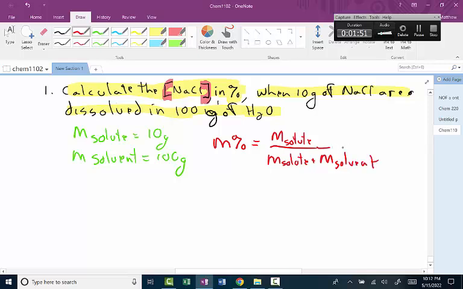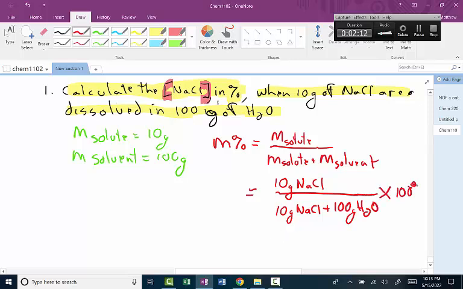You can get tricked here. You got to be careful. So that will be 10 grams of sodium chloride divided by 10 grams of the sodium chloride plus 100 grams of water. And that's our mass of solution, so we multiply it by 100%. And when you do that, you get 9.09%. Notice this is the mass of solution down here. That's problem number 1. Let's do problem number 2.